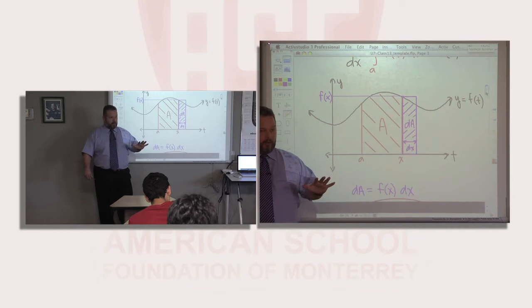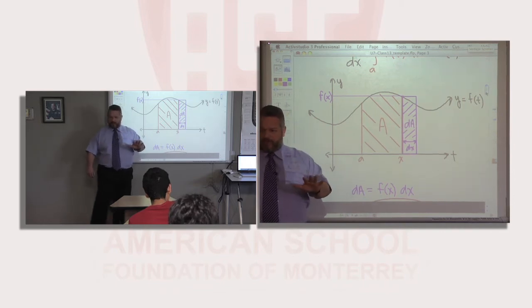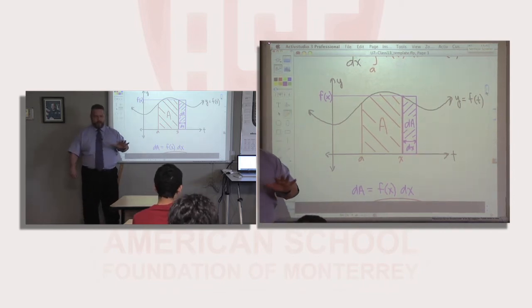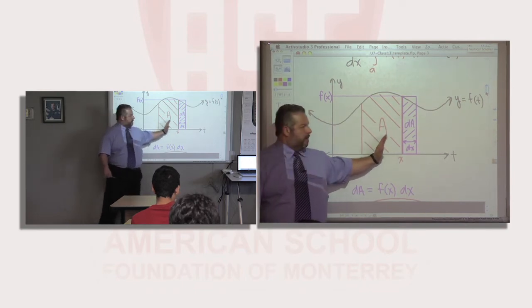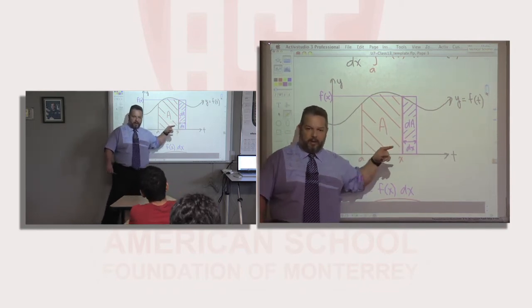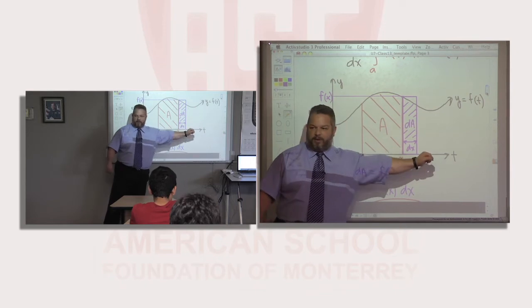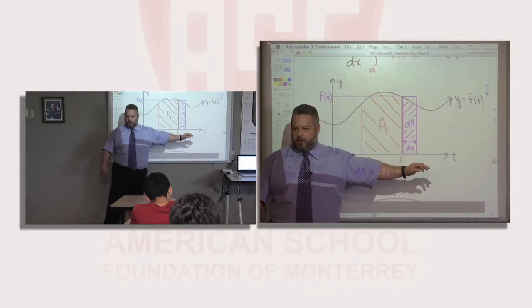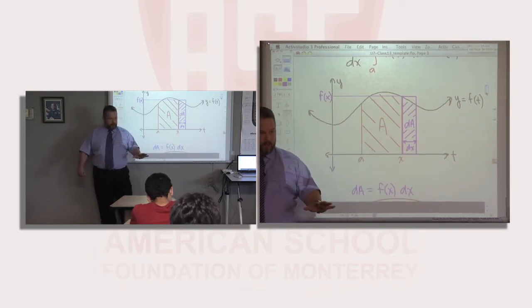Does that make sense now? Can you see it from that perspective? Because I think it's not that bad if you can think of it that way. All this is doing is telling me how fast I'm accumulating area as my upper limit of integration is allowed to move. Yeah? Any questions?